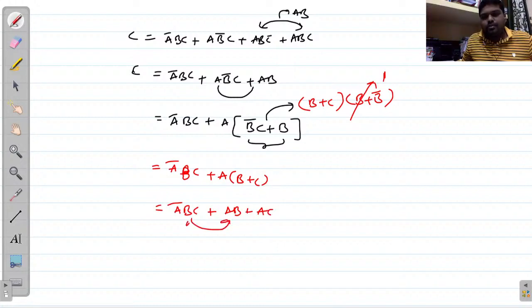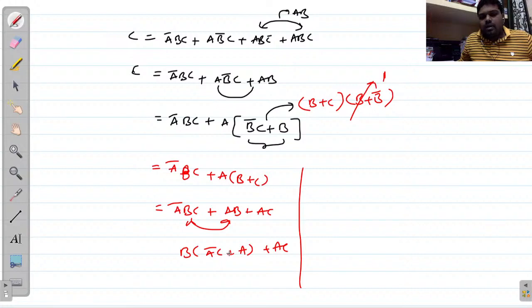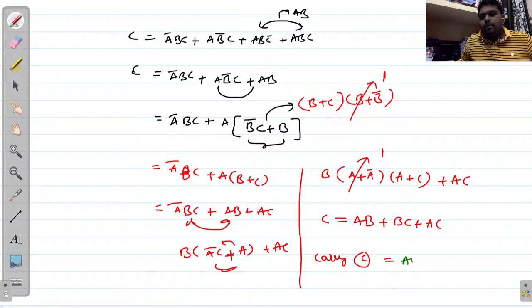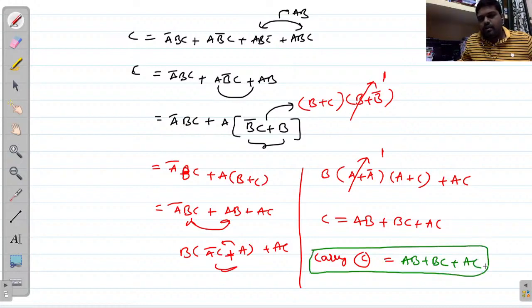Now you compare these two, take B as a common factor: A bar C plus A, plus AC. Again you can apply the distribution theorem for this. B into A plus A bar into A plus C, plus AC. This A plus A bar equals 1. So now what you will get? AB plus BC plus AC. So this is your carry. Carry C equals AB plus BC plus AC. This is your carry, right?